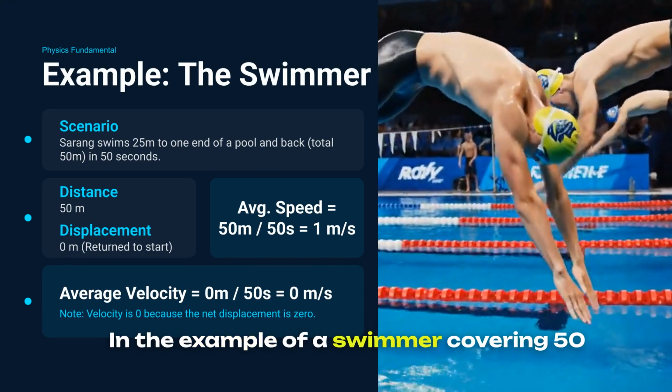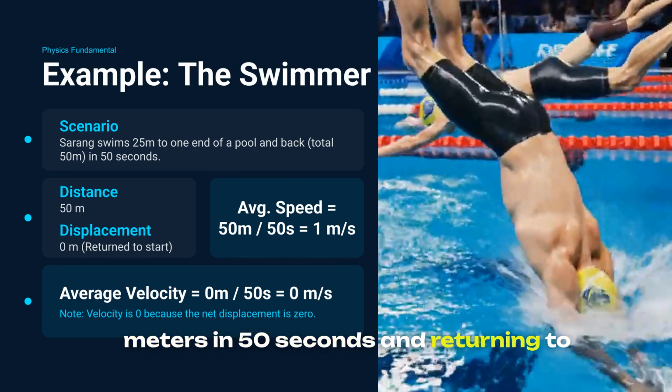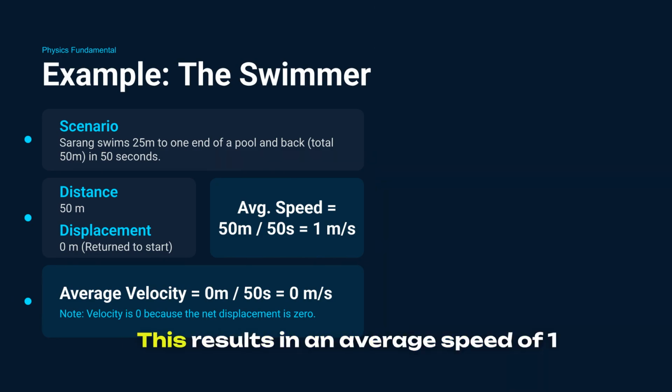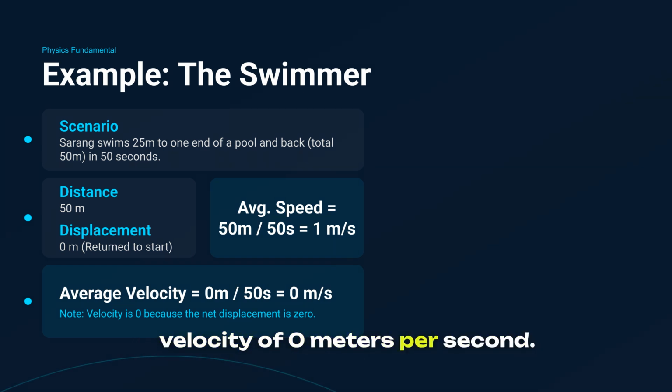In the example of a swimmer covering 50 meters in 50 seconds and returning to the start, the distance is 50 meters. The displacement is 0. This results in an average speed of 1 meter per second, but an average velocity of 0 meters per second.